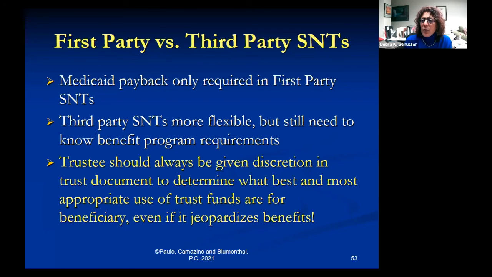In both types of trust, the attorney that is drafting the trust needs to give the trustee the discretion to determine what the most appropriate use of the trust benefit is. So even if it jeopardizes someone's benefits, even under a first-party special needs trust, the trustee may say, hey, Medicaid is not meeting the disabled person's needs adequately. I want to purchase insurance for them. So even though they may be eligible for Medicaid and would not qualify for Medicaid if the trustee uses trust assets to purchase health insurance for them, private health insurance may be a better investment and may better address that person's needs than Medicaid. So the trustee has to be given discretion to use their best judgment based on the disabled person's age.